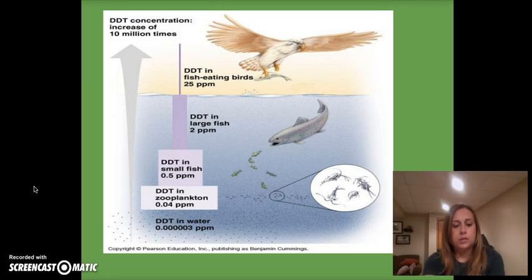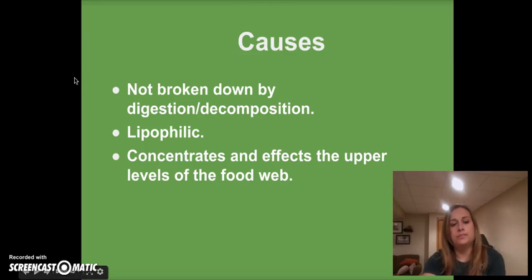If you were looking at something like DDT in water, you have a very, very tiny amount in parts per million in the water. But as that water is used by zooplankton, you can see now that it is being magnified, and then again in small fish, then in large fish, and then finally you get to the birds that are eating these, and you have 25 parts per million. And that is a huge increase. That's a 10 million times increase in the concentration of DDT in the food chain.